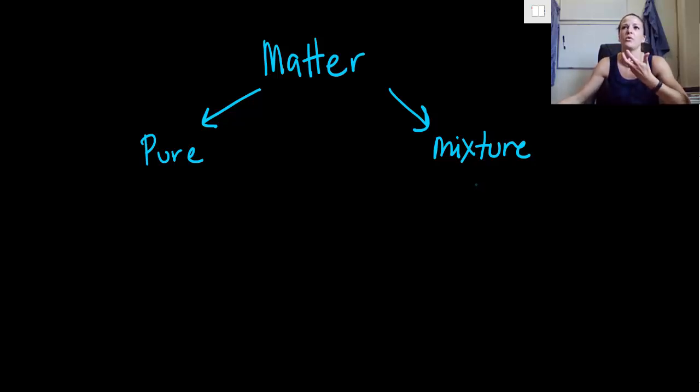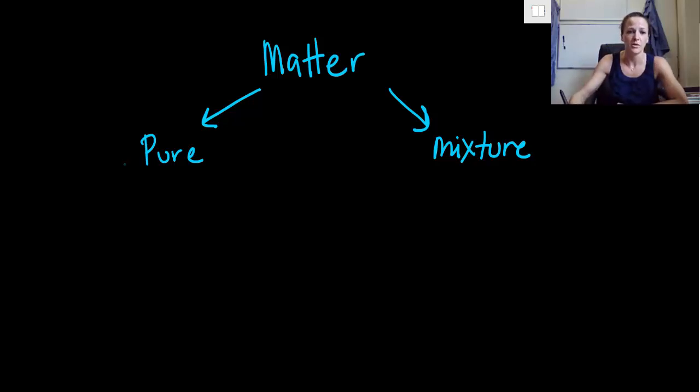An example would be sugar or flour if you were cooking, whereas a mixture would be your cookie dough. You've put that together with your flour, your eggs, your sugar, your baking soda, and obviously chocolate chips, because you need something delicious. That's the difference. Pure is one thing, your flour or your sugar. A mixture is a number of different things that have been put together.